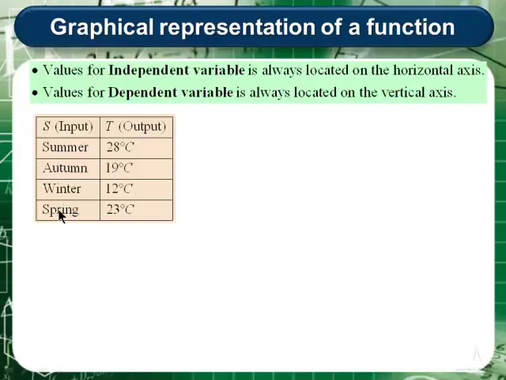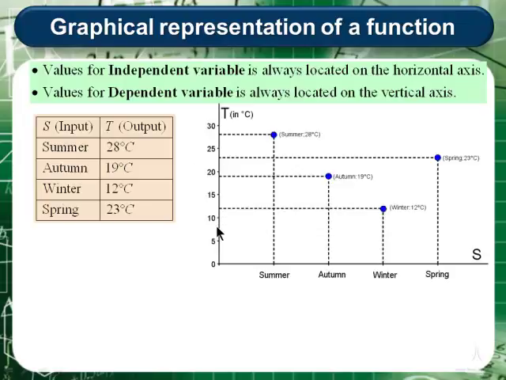Please don't be confused. A lot of people think that the horizontal axis is always the x-axis and the vertical axis is always the y-axis. In this case, the horizontal axis is the S-axis, while the vertical axis is the T or temperature axis. So if we decide to draw a graphical representation, then on the horizontal axis we must put the variable S, which stands for season, and we have the 4 seasons. So there are only 4 possible input values.